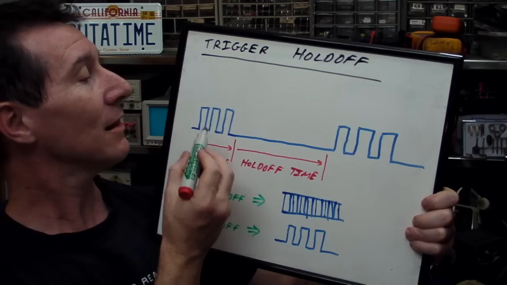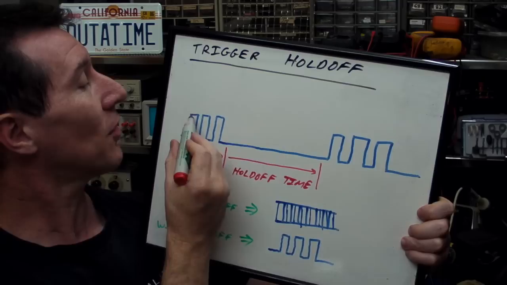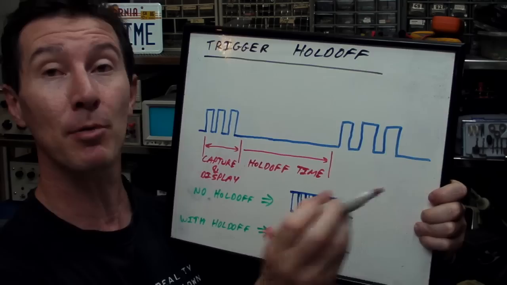Now, let's take the case of a digital signal here, but it doesn't have to be digital. It could easily be some complex analog signal or something like that. But this is a much easier example to work with than the one I'll show you on the display. Now, let's say you've got a burst of data like this, separated by a long period of nothing, really. And then there's another burst of data. And it might be the same burst, or it might be the data that you want to look at.